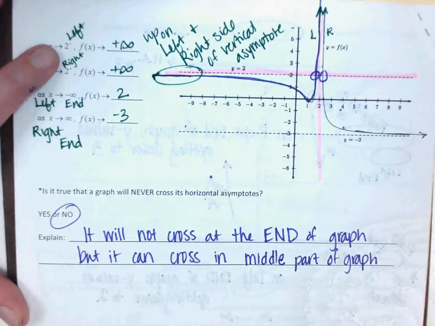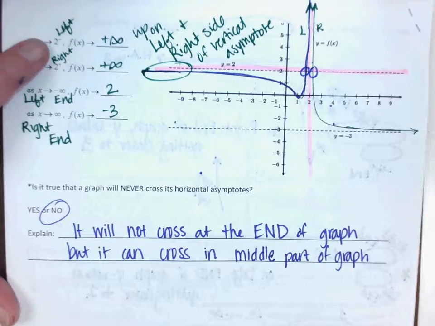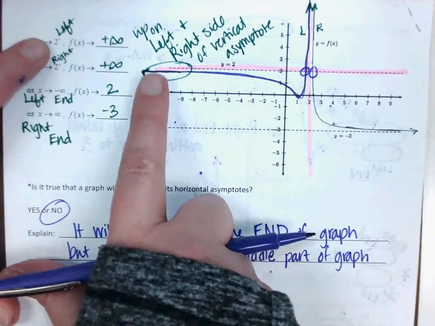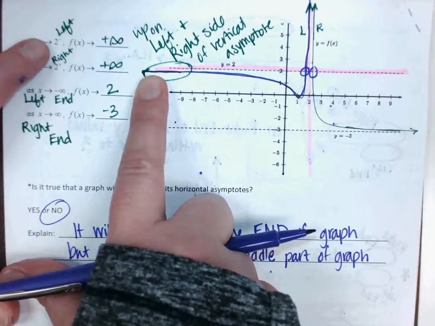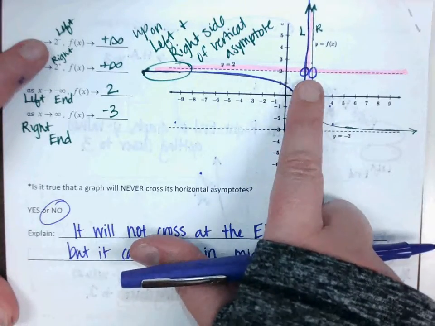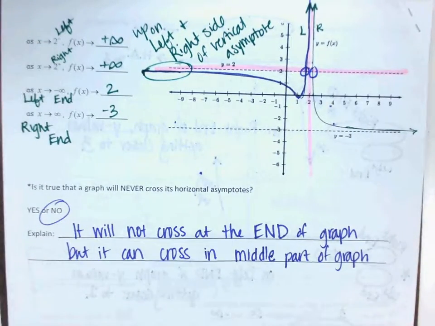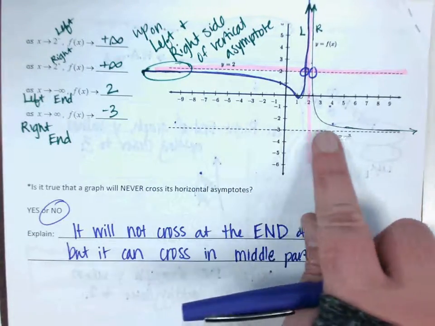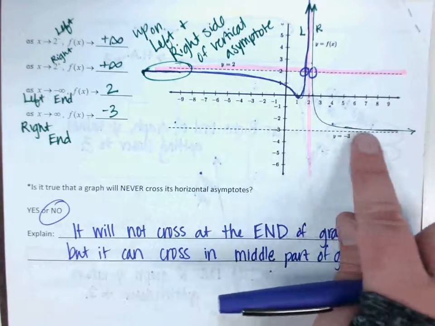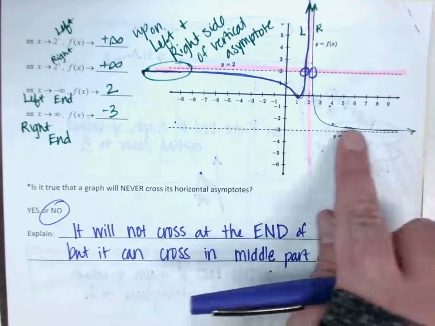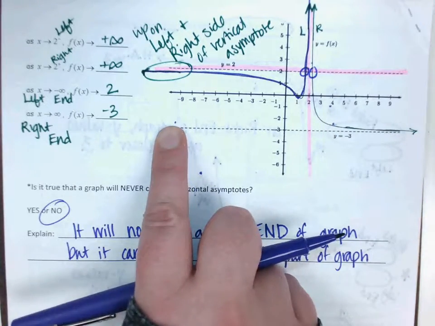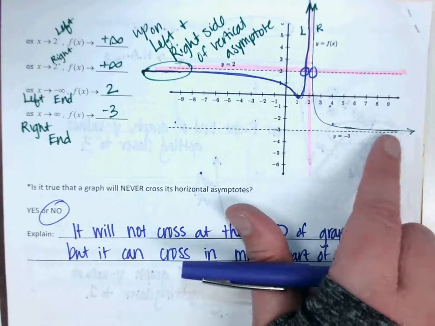So it doesn't mean my graph never can touch 2. It just means out on this end, I'm never going to get to 2 over there. But I could touch 2 over here on this side. Now, let's talk about the negative 3 asymptote. Does my graph ever hit negative 3 anywhere else? No. Could it though? Sure, just not on this end.